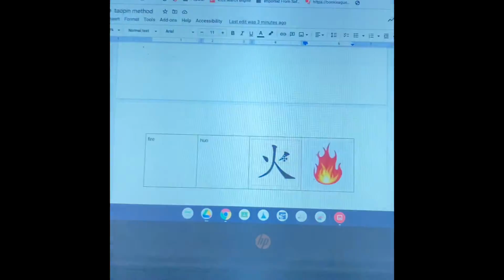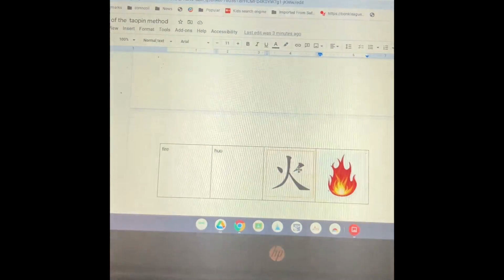That is an example, all examples, of how the Tao Ping method works.